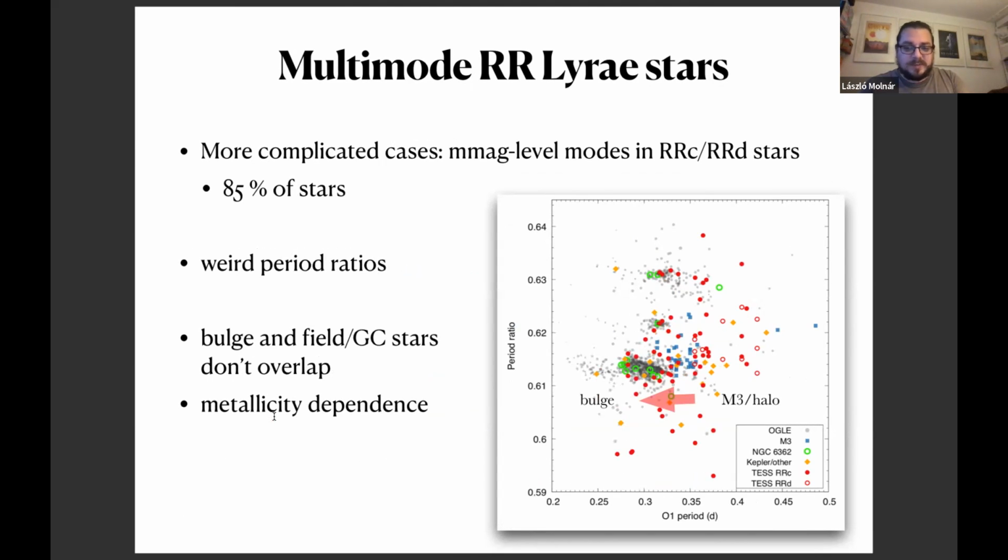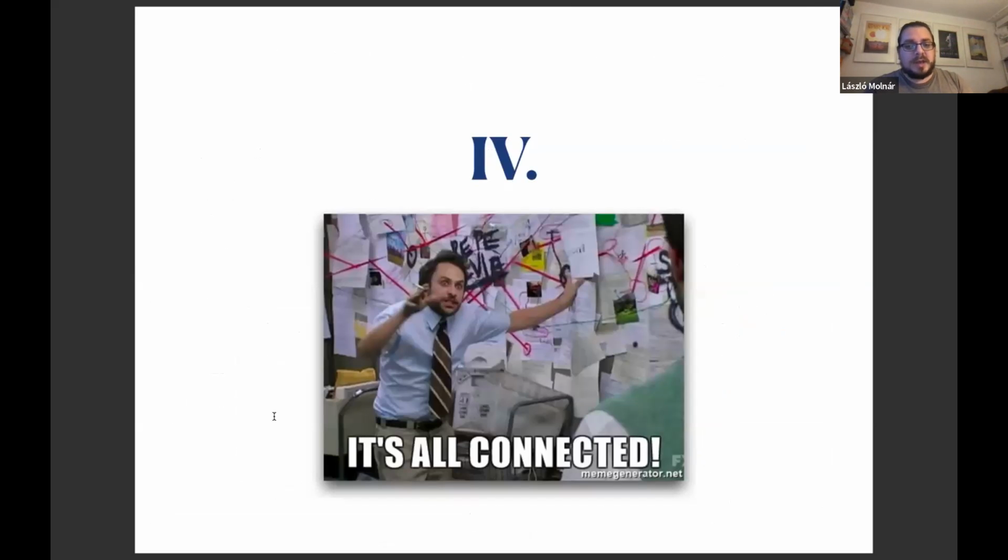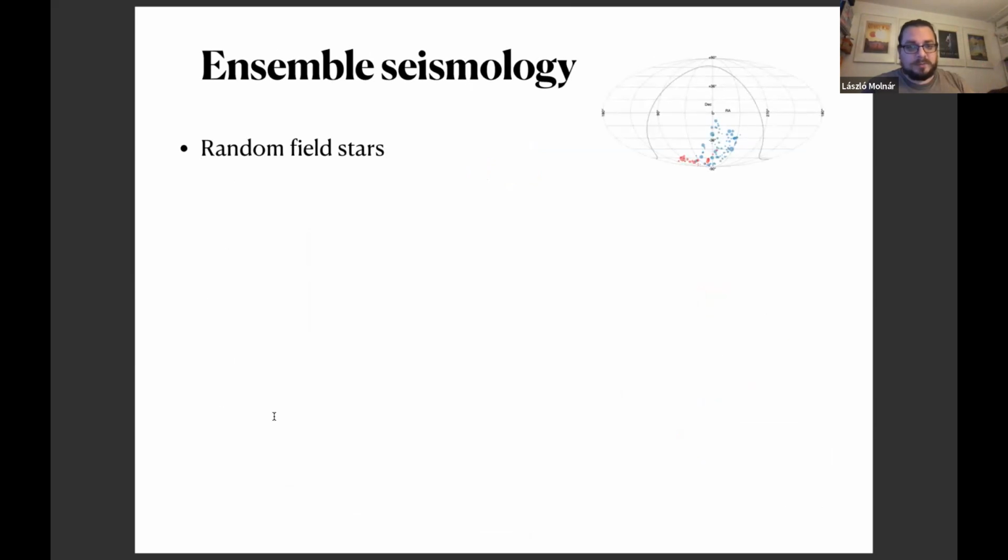We also see a difference between the bulge and the halo stars that hints at some differences because the metallicities of the bulge and globular clusters and halo stars are different. There is a hypothesis for these stars that they might be high l degree non-radial modes, 8th, 9th, or even 10th order modes, which seems weird, but we can now actually test this hypothesis. And I might run 1 or 2 minutes over my time here, but I think this is very exciting.